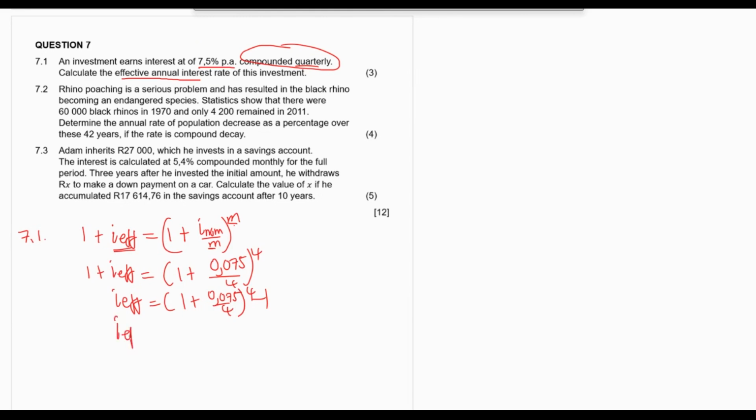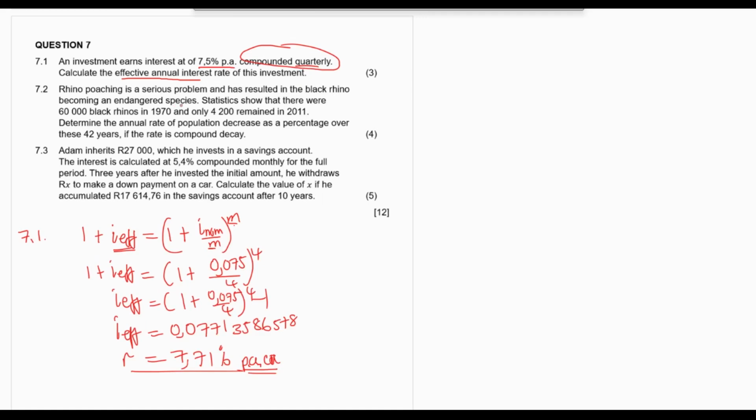What do you get? i effective is equal to 0.07713586578. And then this as a percentage, we just multiply this by 100. So it means r is equal to 7.71%. This is now effective annually, meaning that it is 7.71% per annum compounded annually. That's effective annually.